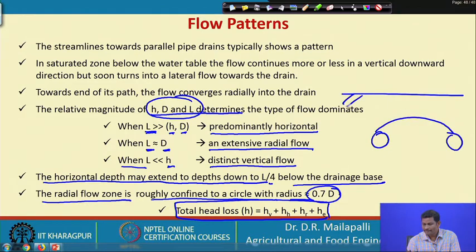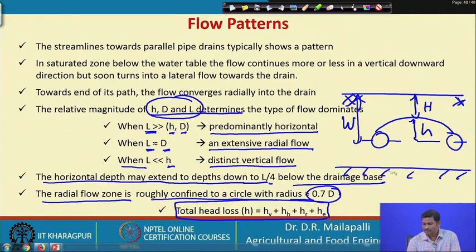head loss. Suppose this one is the root zone, and this is at H, and this is small h, okay, and this is capital W, and then the impervious layer, so that is at D. Okay. So, here at any point, H is equal to HV, head due to vertical flow, head due to horizontal flow, head due to radial flow, and head due to entrance losses, because when the water is flowing here, this is the envelope material, right.